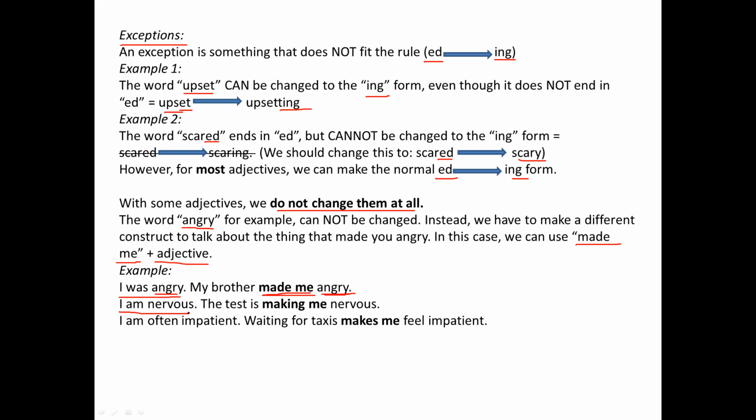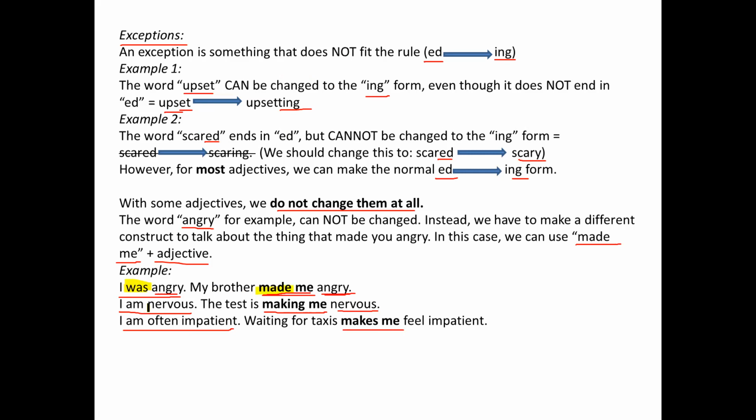Example 2, I am nervous. The test is making me nervous. I'm impatient. Waiting for taxis makes me impatient. Again, look at the tense. Let's take a look at the tense here. Was, it's past, yeah? So we need to make this past.